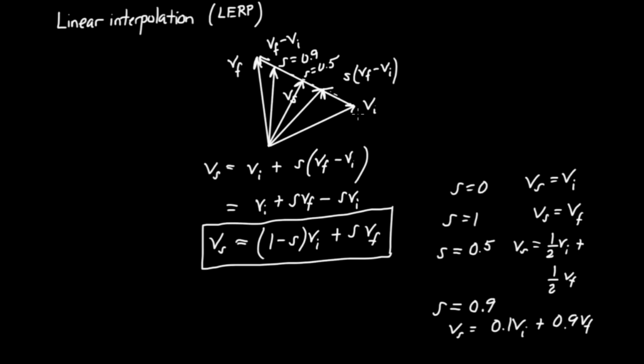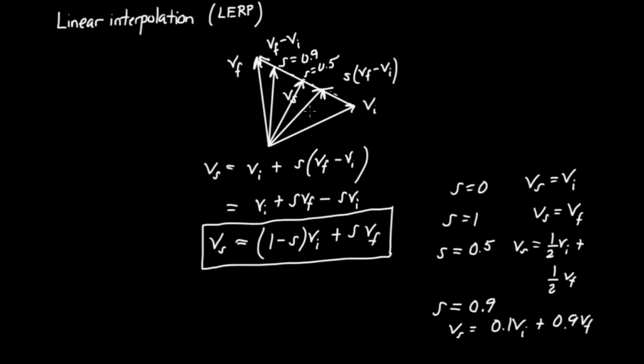So you can see what this is allowing you to do is, you can imagine having an animation where S is allowed to take on different values. And this interpolated vector slides from where S is equal to 0, starting out at VI, along this line toward S equals 1, where you finally reach VF. And it goes through all these intermediate vectors, these interpolated vectors, when S is between 0 and 1.